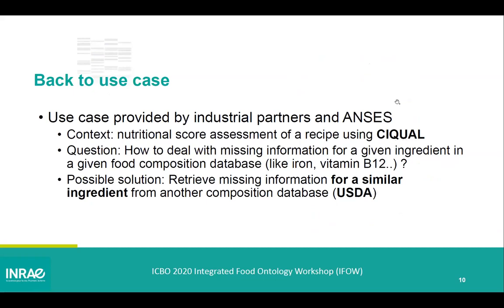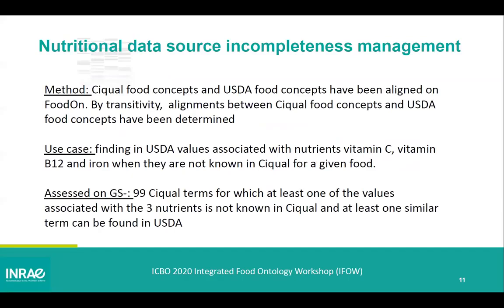And here the method we used is first to align SQL food concept and USDA food concept and FoodOn, and after by transitivity to determine automatically alignment between SQL food products and USDA ones. And the use case was to find in USDA database values associated with nutrients, vitamin C, B12, and iron, when they are not known in SQL for a given food.